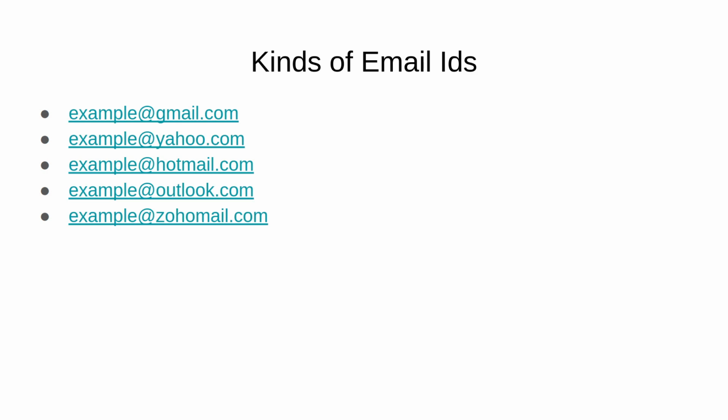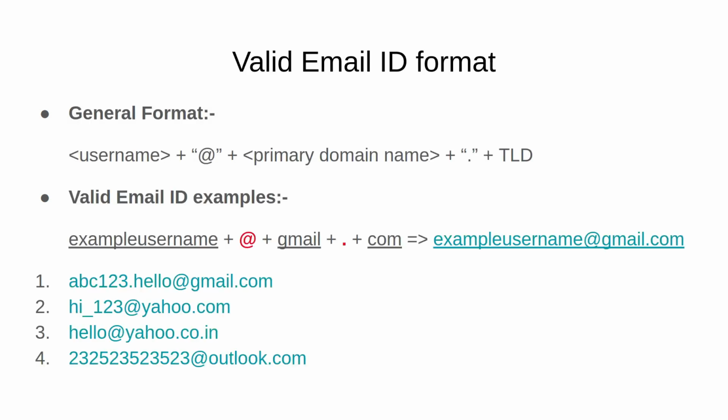Now let's look at what the valid format of an email ID is. So if you look here, the general format of an email ID is, first there is a username, and then there is an @ symbol. It's called the at or @ symbol. And then there's something called a primary domain name. So this can be something like Gmail or Yahoo or Outlook. Many different companies have their own primary domain names. And then there is a dot, and then there's something called TLD, which is called the top level domain name. So this TLD is basically something that comes after the dot.